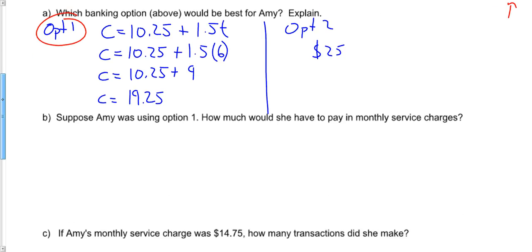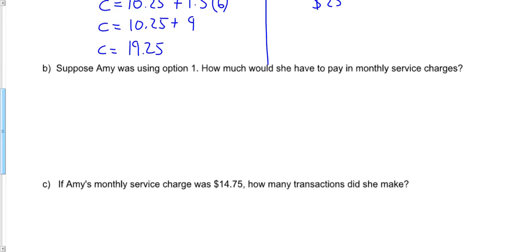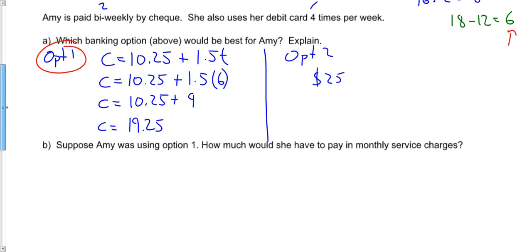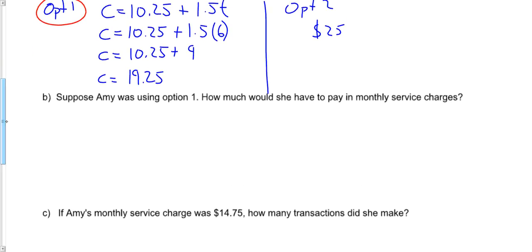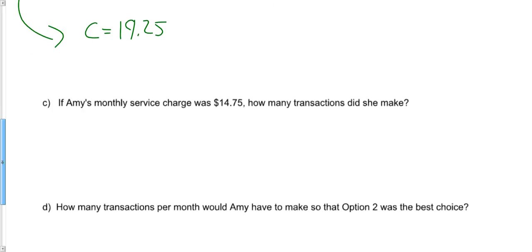Okay, but let's suppose that Amy is going to use option 1. How much would she have to pay in monthly service charges? Well, actually, we just did this question. We've got it here. So her final cost would be $19.25 on average, because she makes 18 withdrawals. So the first 12 are free, and she's got to pay for 6 of the additional transactions. Okay.